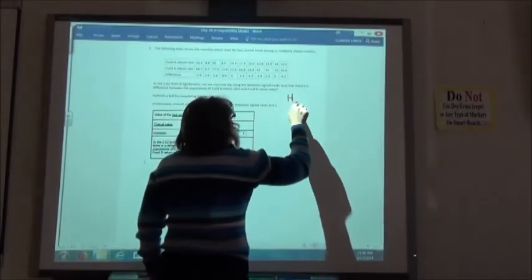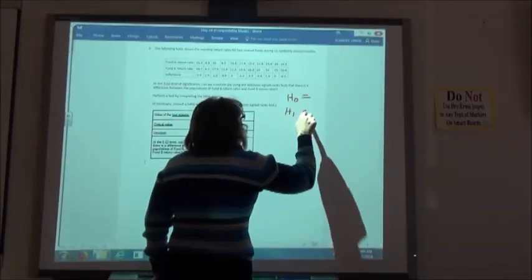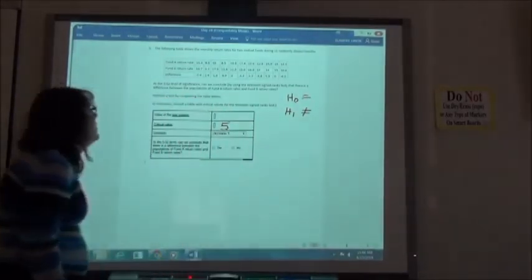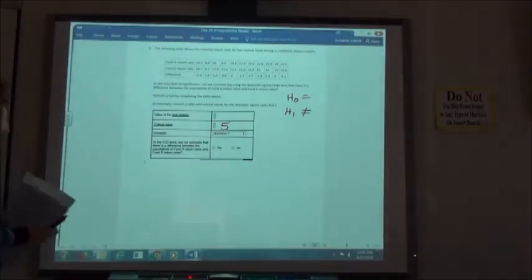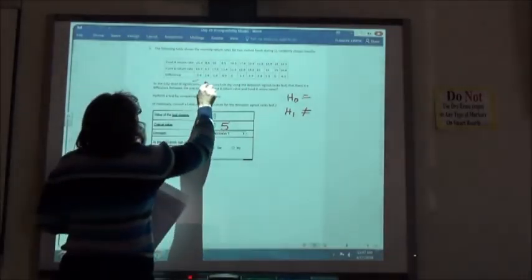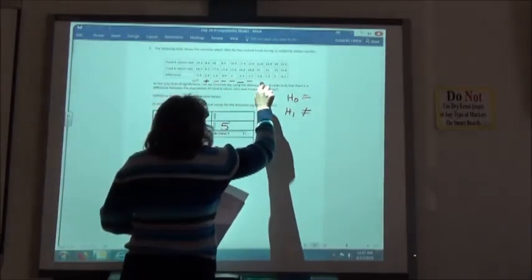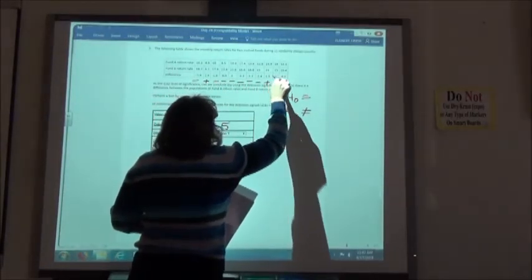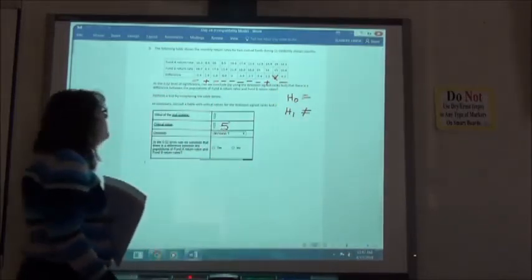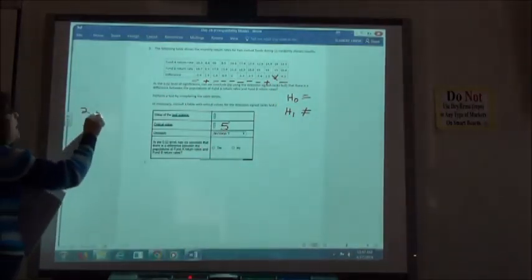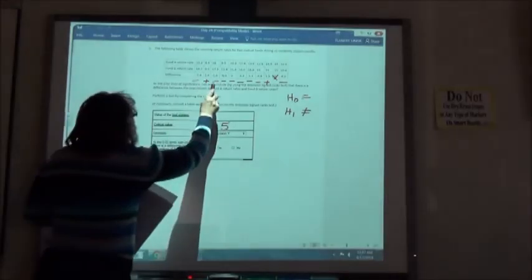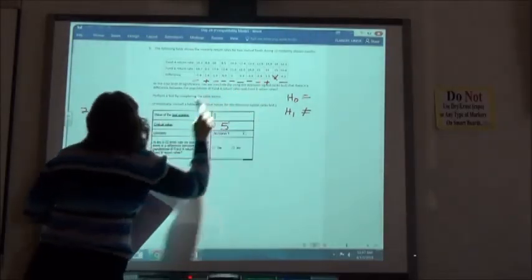We said our null was equal, our alternative not equal. Now I'm going to figure out my signs. I have negative, positive, negative, negative, negative, negative, negative, negative, positive, we're not counting that one, and a negative. I've got 2 positives and 1, 2, 3, 4, 5, 6, 7, 8 negatives.